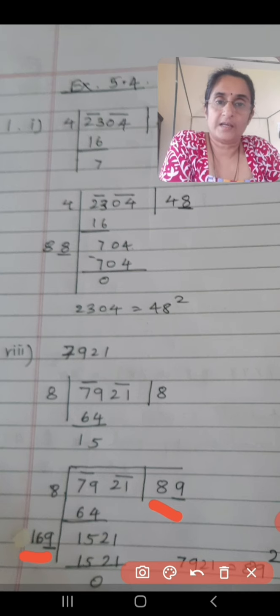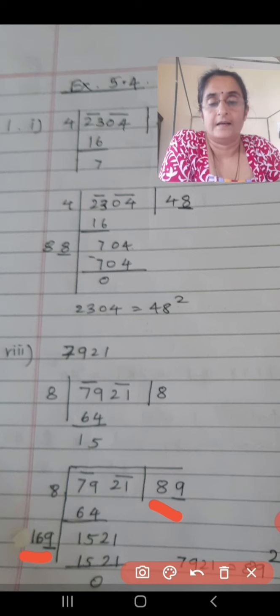So we'll check with 1 first. In front of 16, if I write 1, that will be 161. 161 into 1 is 161. Subtraction won't go. It won't go correctly. Then we'll check with 9. So 169 will be the number.